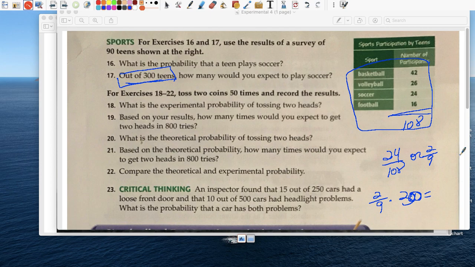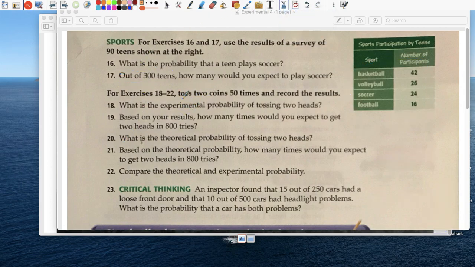And the answer would be 66 and 2/3. You can't have 66 and 2/3 of a person, so we'll write 67. So 67 kids out of the next 300 should, prediction-wise, say that they participate in soccer.